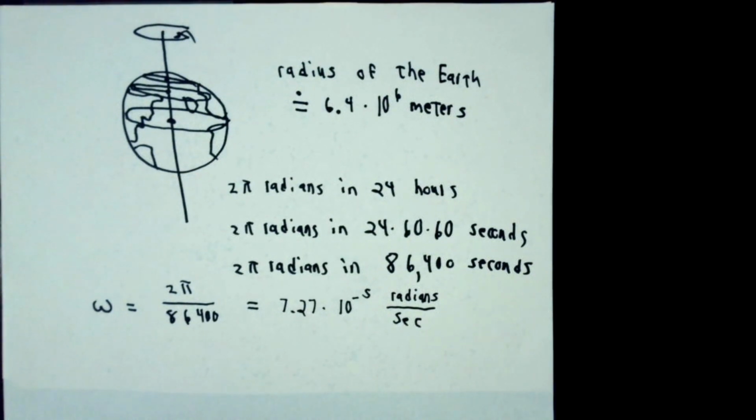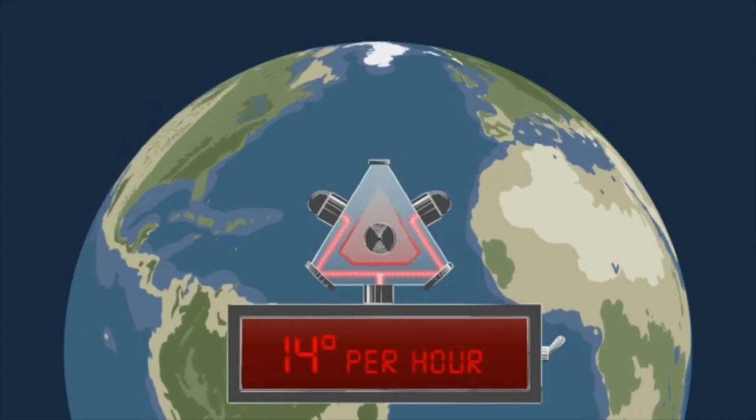To use my formulas, the angles have to be in radians, and I'm going to use seconds as my time, but of course we could use degrees and hours if we wanted to, in which case the angular velocity of the Earth would work out to be a 15 degree per hour drift.